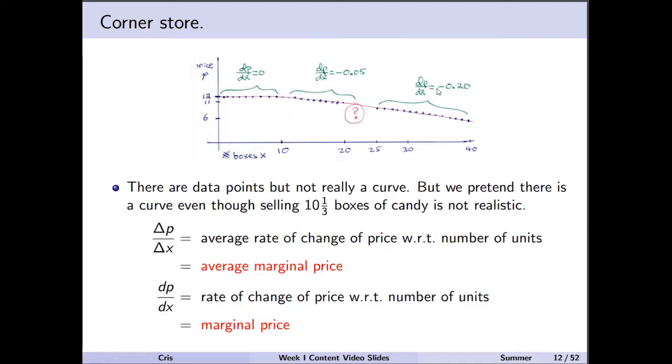Now I think you'll agree that selling 10 1/3 boxes of candy is not really realistic, but we don't really care. The rate of change of price with respect to boxes, it's an idea. And what we do is we just draw a curve through all these points, and we consider the rate of change of this curve. In this way, calculus can be applied to things like business, which you might at first think would be kind of a stretch to apply calculus to.